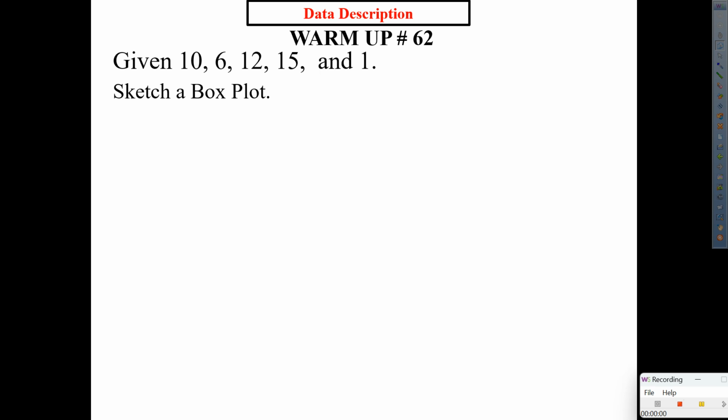Warm-up 62's on the screen. Basically, it's just to create a box plot with the data given: 10, 6, 12, 15, and 1. It shouldn't take you longer than 3 minutes, right? Something like that? Anyways, 5 minutes. I'll give you some time for that. Copy and go.